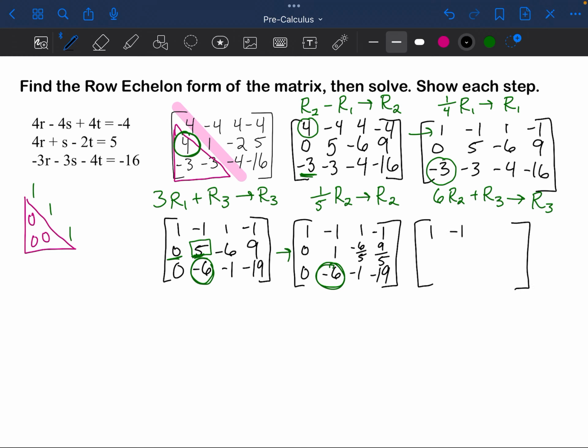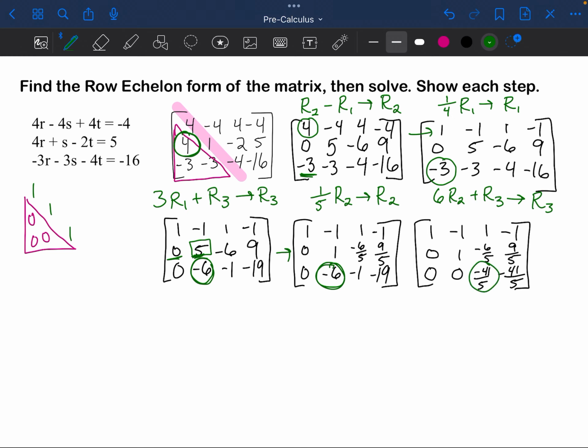So 1, -1, 1, -1, 0, 1, -6/5, 9/5. And then, hopefully I did this correctly, I think I got 0, 0. So we purposely canceled that one out. And I got -41/5 and -41/5. All right. Oh my gosh, almost there. I just need one more 1. I'm going to put a 1 right there.